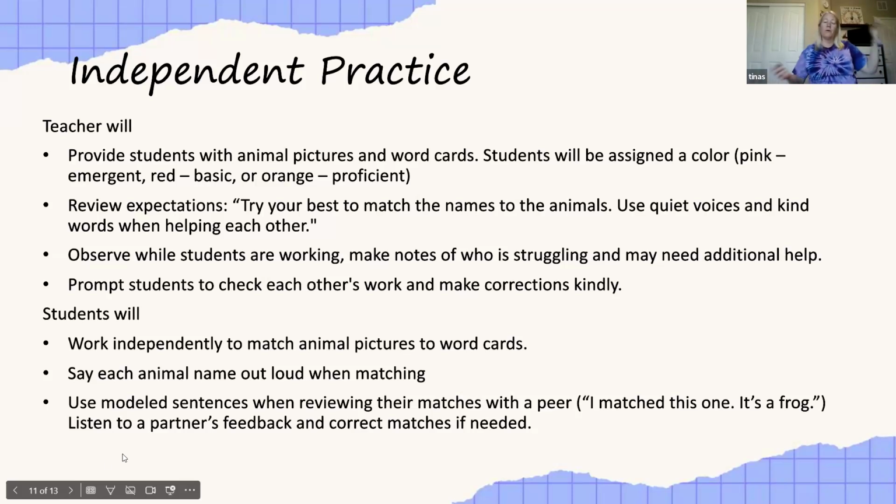So I would have them go to their centers and I would say, okay, remember, try to match the cards on your own before you ask a friend for help. If you get one wrong, your friends can help you fix it, but I want you to try your best to name the animals yourself. Okay, please remember your quiet voices and remember you're helping each other. So please use kind words. And that would be the end of the lesson.